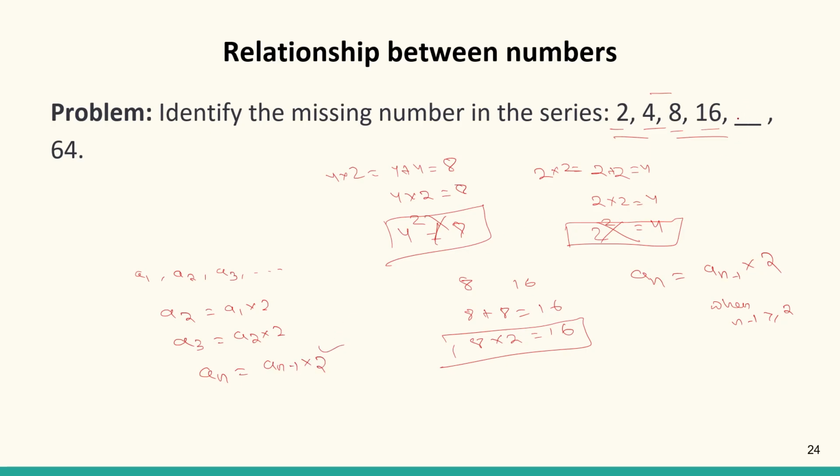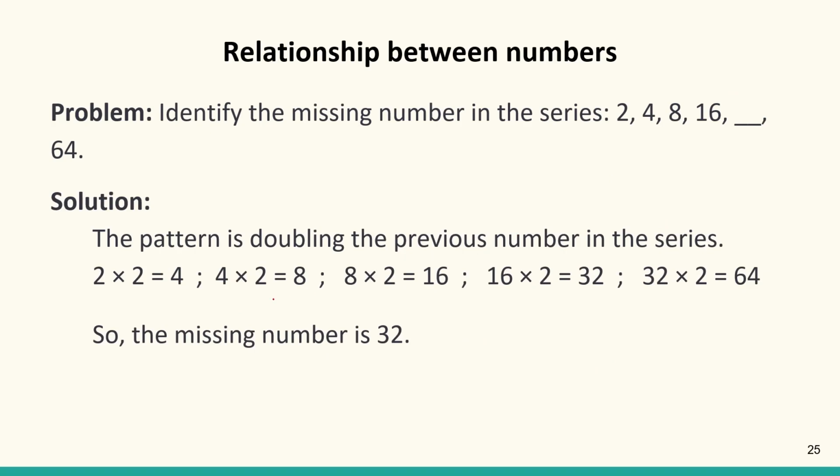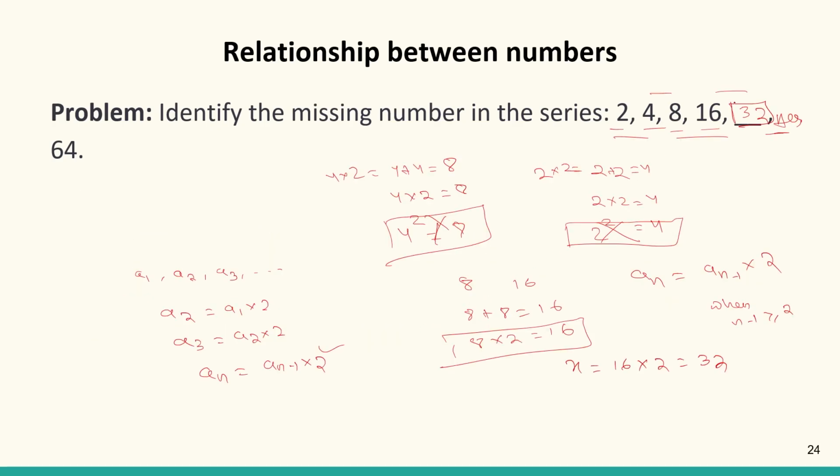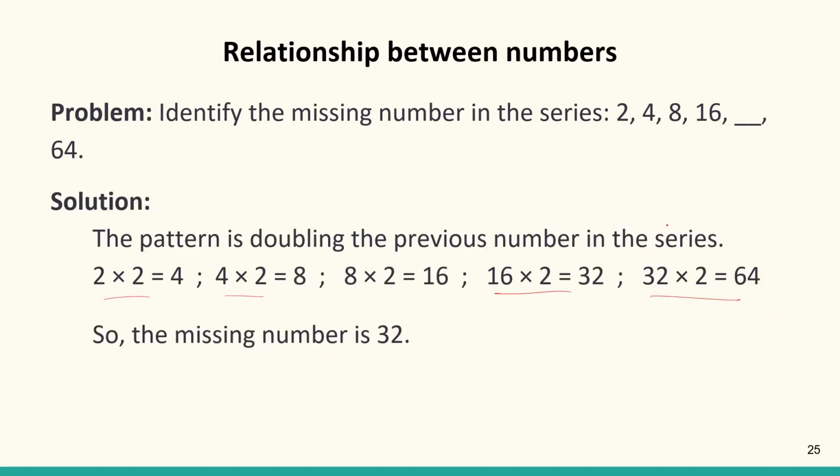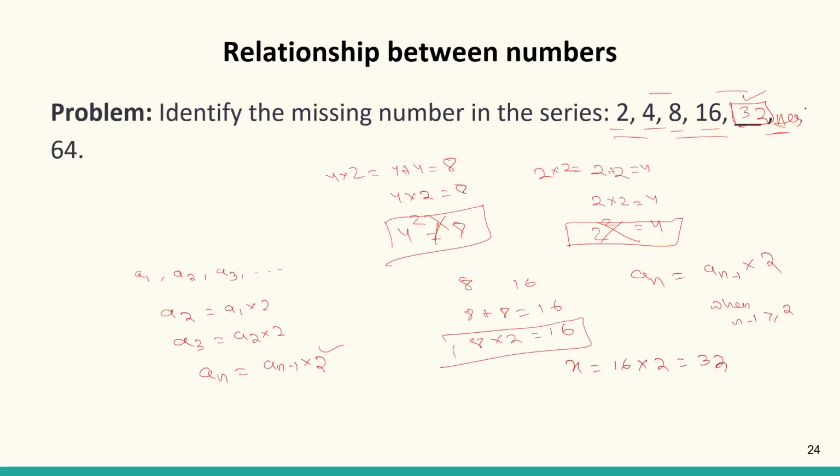So what will be the last term? If this is x, then x is equal to 16 into 2, that is equal to 32. So x is nothing but 32. This is the answer. The pattern is doubling the previous number in the series. So 2 into 2 is equal to 4, and 32 into 2 is equal to 64. So the missing number is 32, and the next number will be 64.